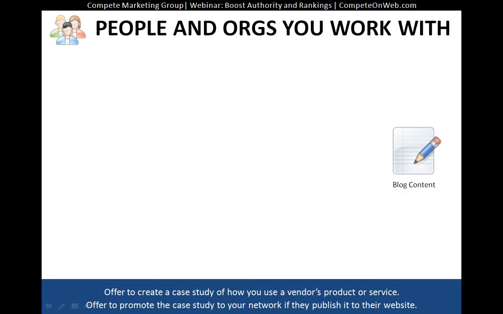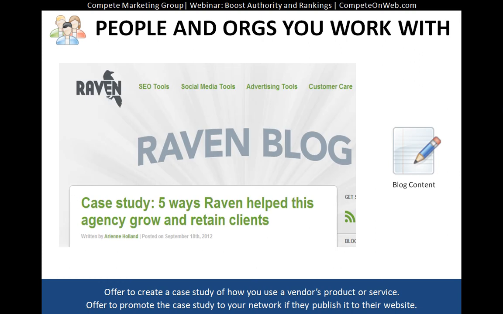Another thing you can do is create blog content, again, usually in the form of a case study. This is great for marketing service providers you're working with, software providers, etc. This is an example here on the screen from raventools.com. It's a software in the SEO industry. And you can basically offer to create one, or just go ahead and create one and then give it to them if they already publish case studies on their site. Also, offer to share it with your network as well. That way they're getting some exposure for the content also. And so that's a great way to get links from people that you already have relationships with.